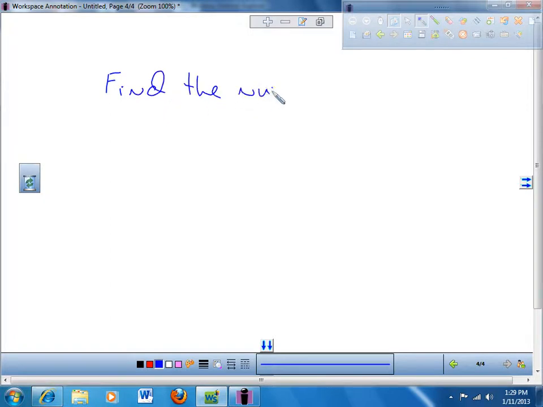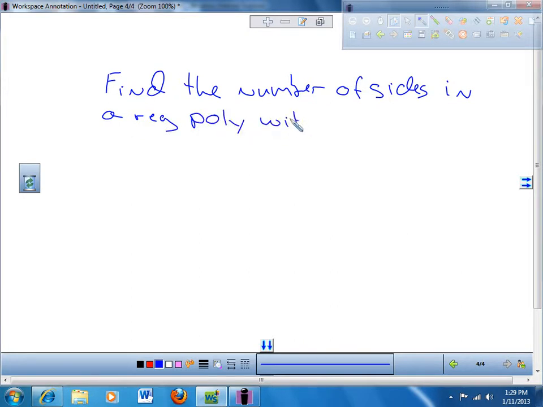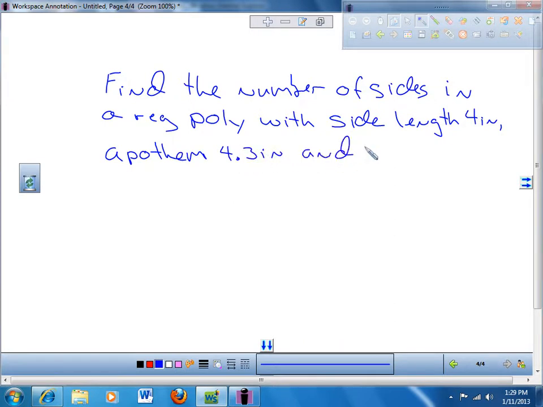Find the number of sides in a regular polygon with side length 4 inches and apothem 4.3 inches and area equal to 60.2 inches squared. So in this case, you're kind of going backwards.